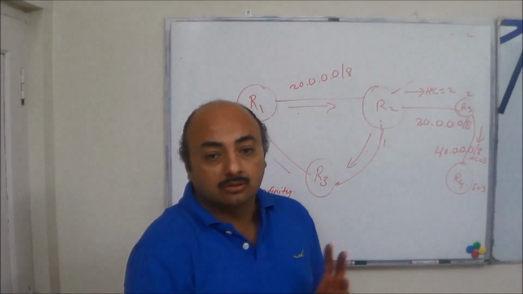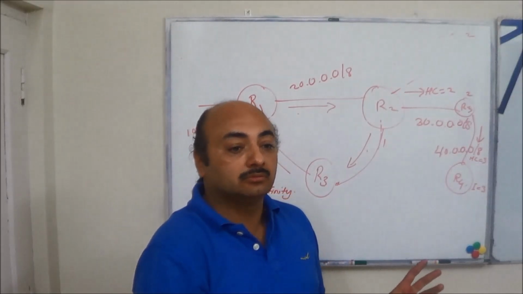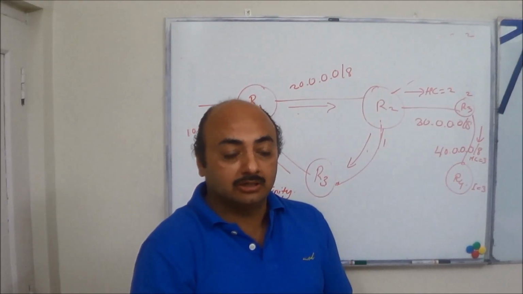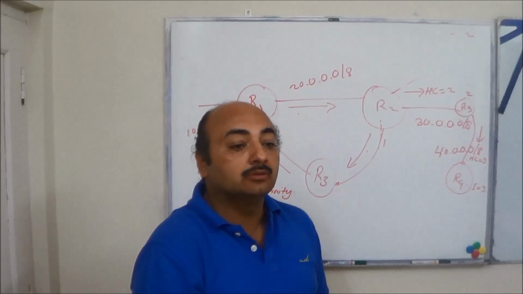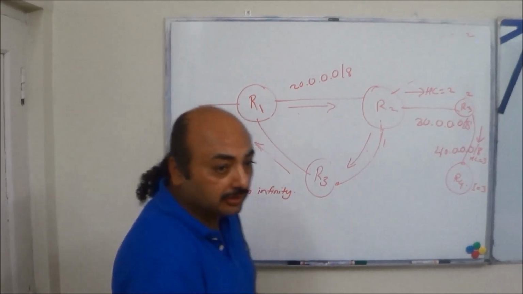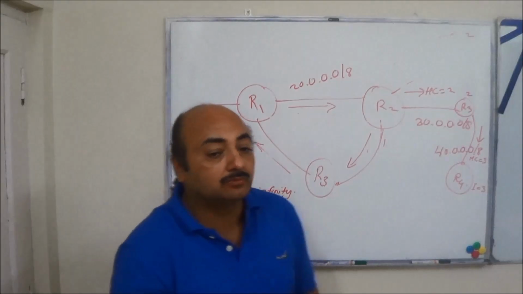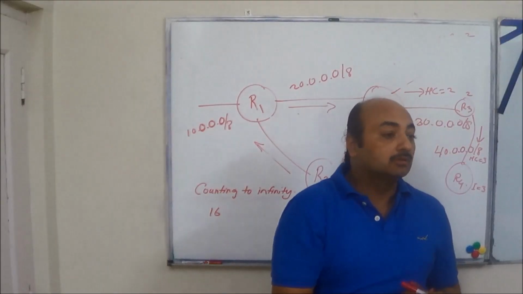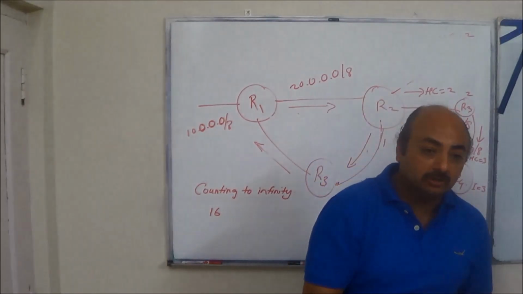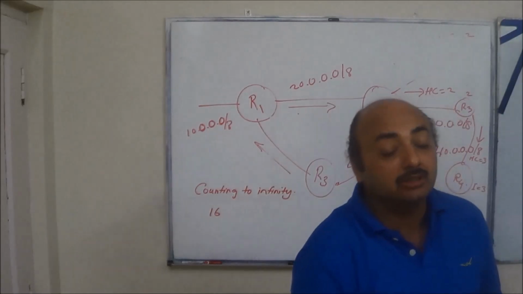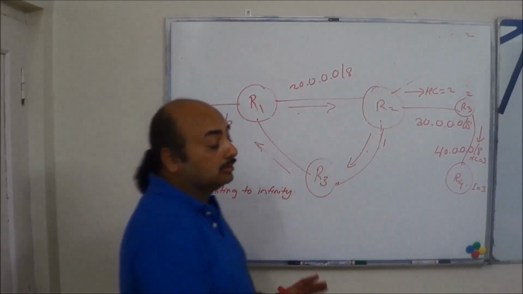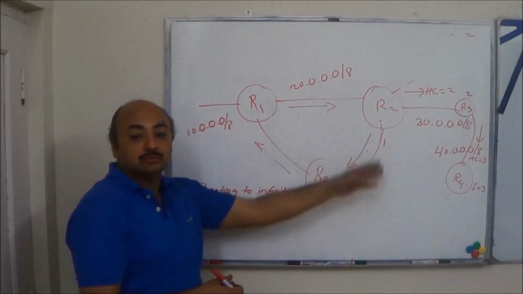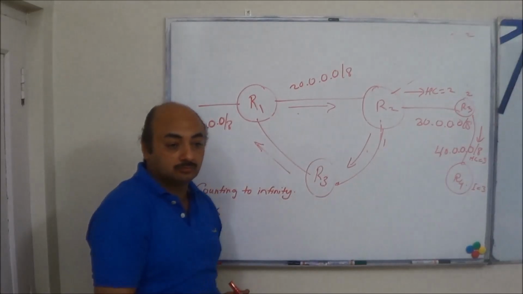Split horizon. Maximum hop count is 15. 16 is illegal, unreachable. Split horizon with poison reverse. Counting to infinity. Split horizon and split horizon with poison reverse are used for breaking loops between immediate neighbors. Counting to infinity is used for breaking loops with indirect neighbors. So these are not direct neighbors. Whatever it is sending, it is getting indirect loops.